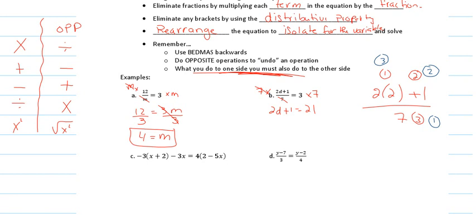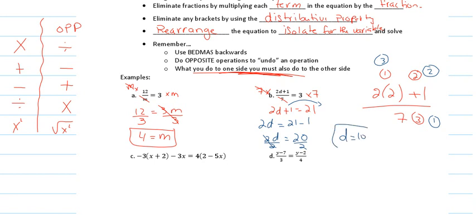To get rid of the plus 1, what do I do? And then it becomes a what? Minus 1. So it's going to be 2d equals 21 minus 1, which is 20. Now I have to get rid of the 2. To get rid of the 2, you just divide by 2, and that's going to be d equals 10.